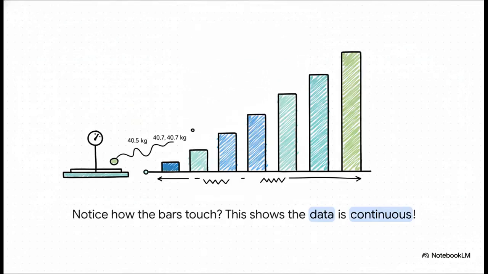Look here. This is a histogram for the weights of 36 students. Now, since weight is a continuous thing, you can be 50 kilos or 50.1 or 50.2, the bars are all stuck together to show that continuous flow.